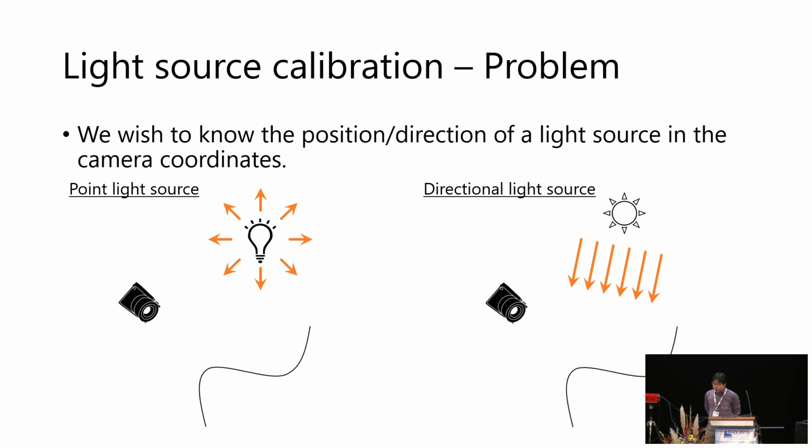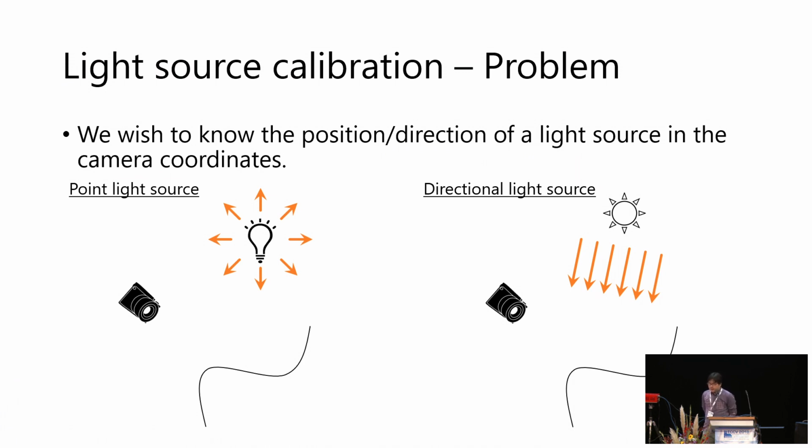We deal with two different types of light source. One is point light source, which we assume to be an infinitely small point in space, and radiates light equally to all directions. The other is directional light sources, which are infinitely far away from the scene, resulting in parallel lighting. For point light source, we want to know the light source position. For directional light, we want to know the direction.